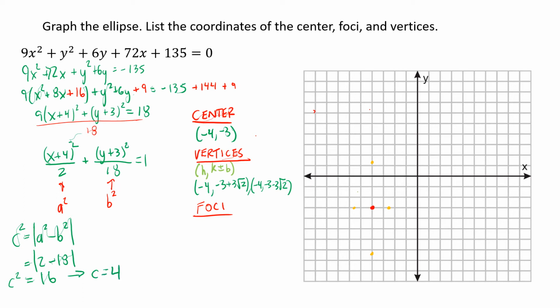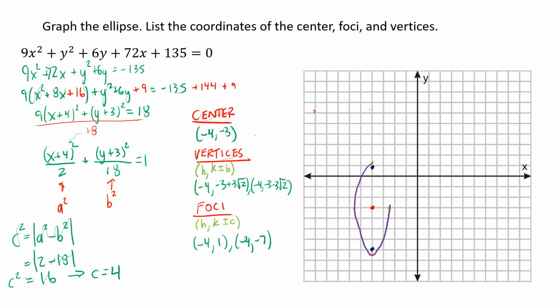That's much more convenient. So much in the same way we did for the vertices, the foci are going to be h and then k plus or minus c. So the foci for this one are negative 4 and then negative 3 plus 4, which is 1. And negative 4 and negative 3 minus 4, which is negative 7. So the foci are going to be easier to graph. We would have a focus right there, and we'd have a focus right there. And then the ellipse itself, we kind of sketch that in here.